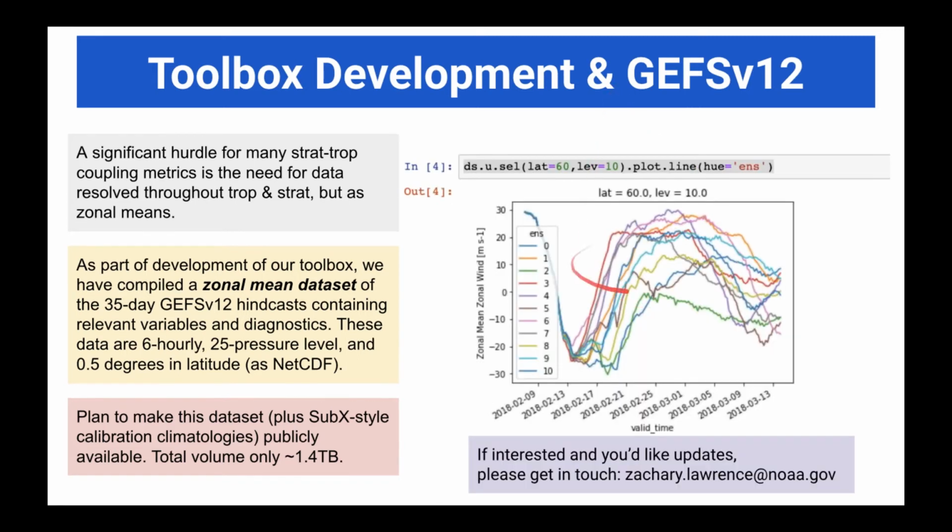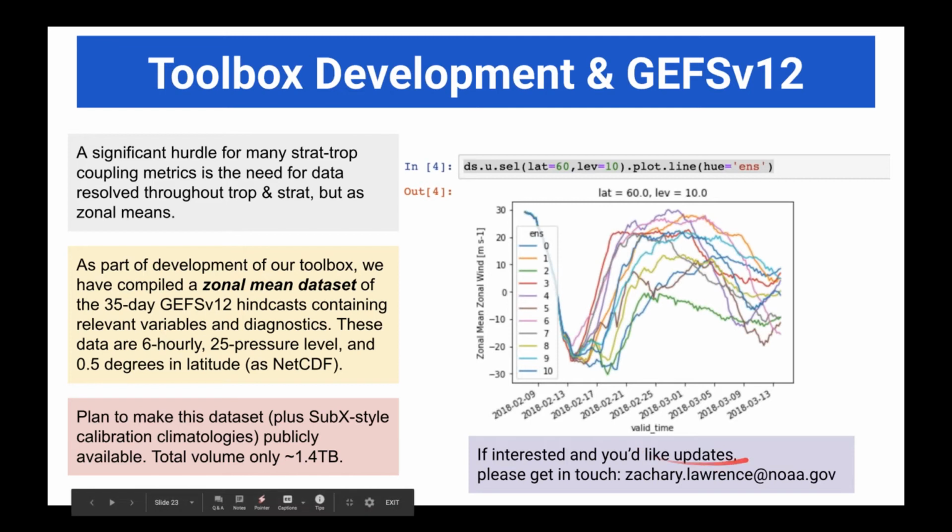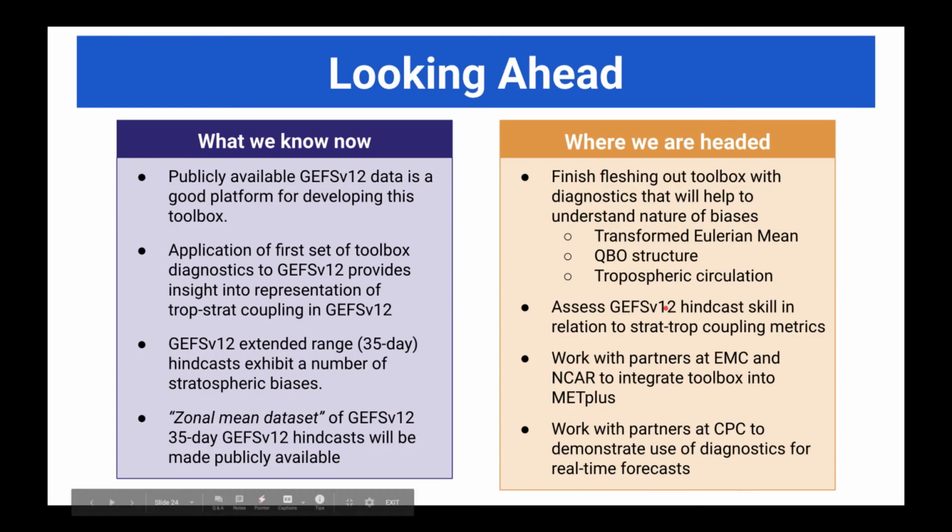Now, one of the last things I wanted to mention is that since we've been using GEFS v12 as a platform to develop our toolbox, we've put together a special subsetted version of the GEFS v12 data. So if you've worked at all with the publicly available GEFS v12 hindcast data set, then you'll know it's kind of difficult to deal with. The data is publicly available in the Amazon cloud, which is great, but it's stored as GRIB, and the files are chunked in ways that can be kind of a pain to deal with.